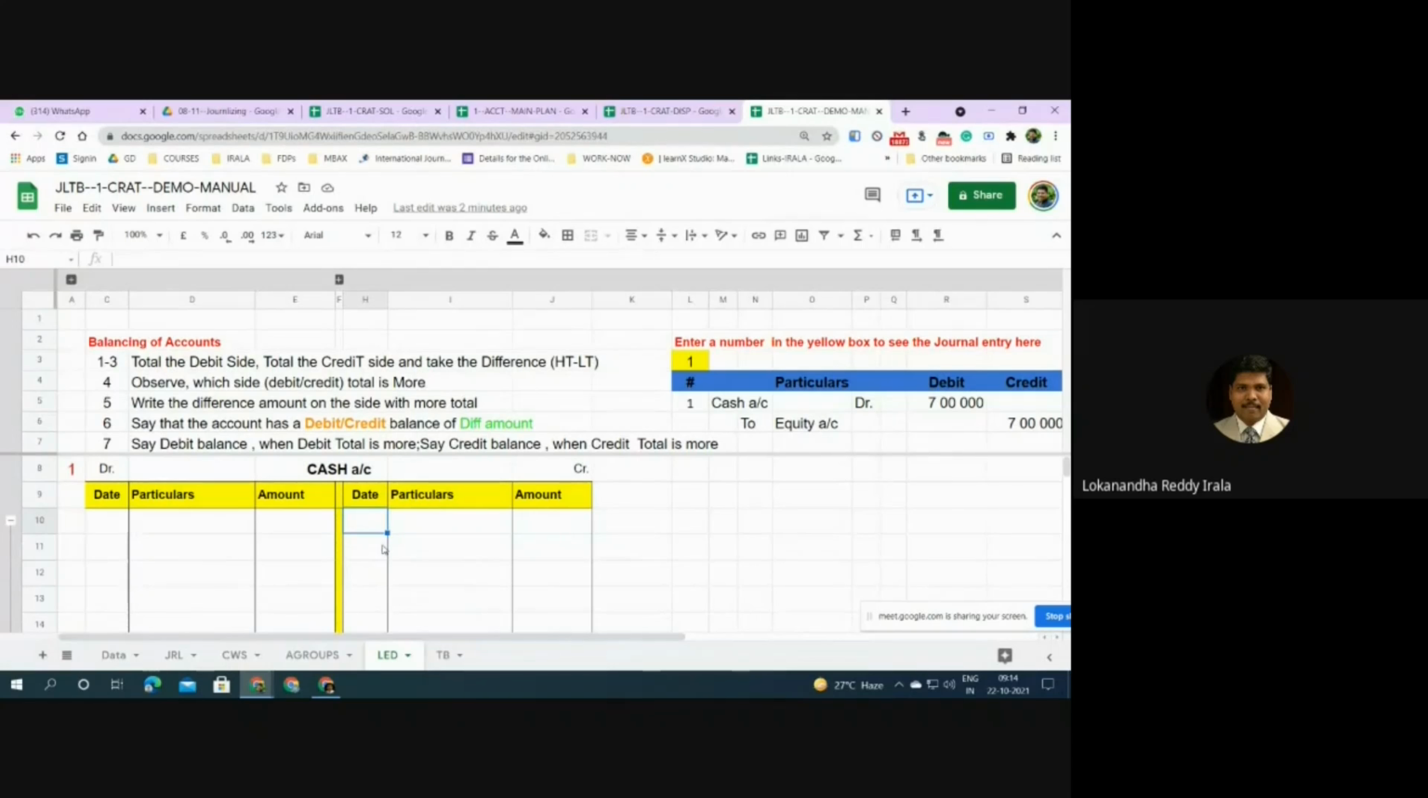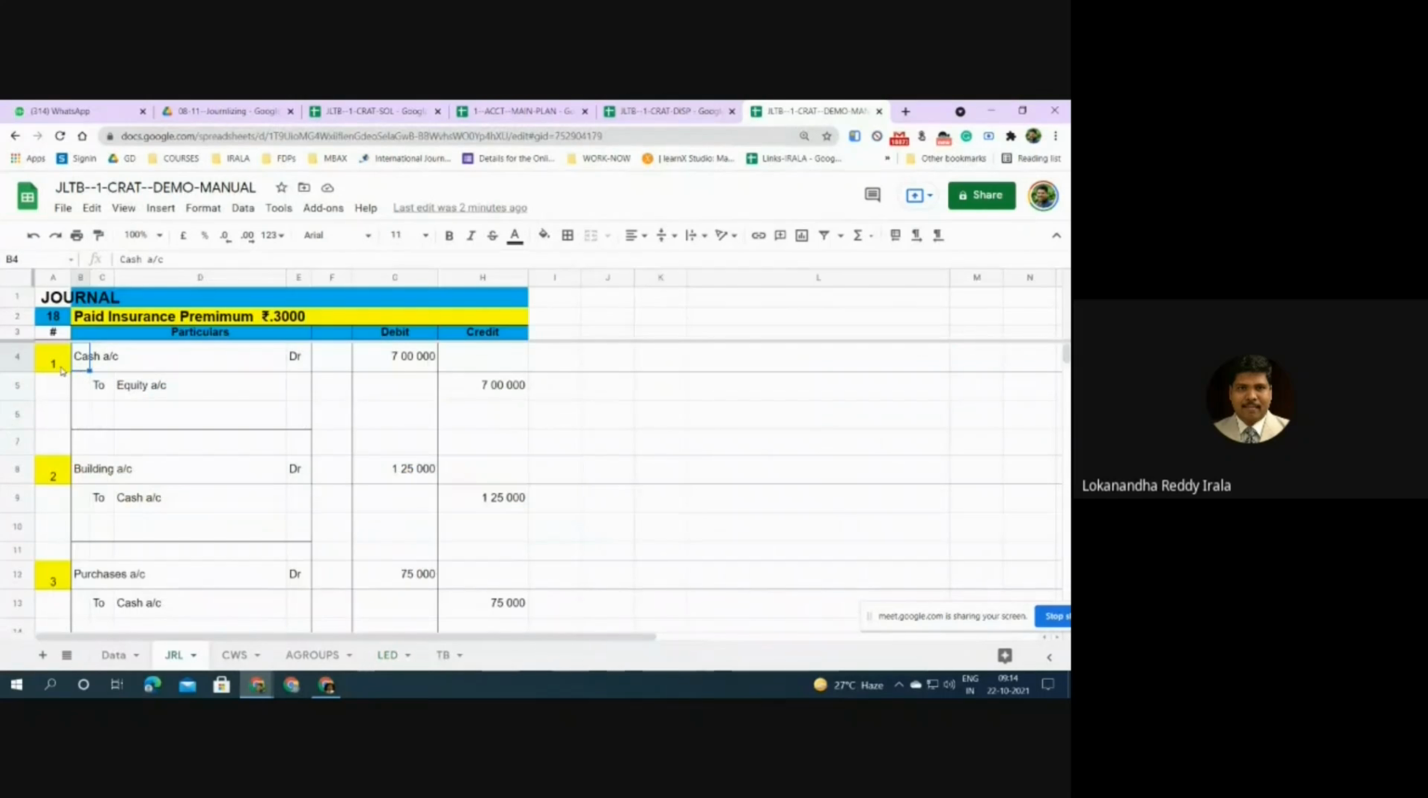But we don't look for all cash transactions at once and post them in one place. We actually go by the journal recordings. We'll take one entry at a time, create those accounts, and simultaneously post the transaction into the ledger. Let us start with cash account.